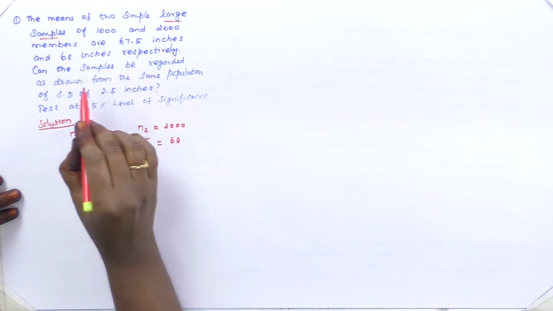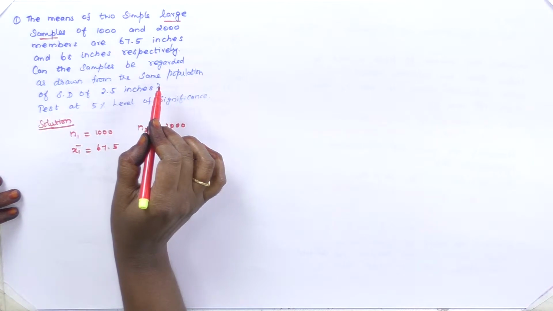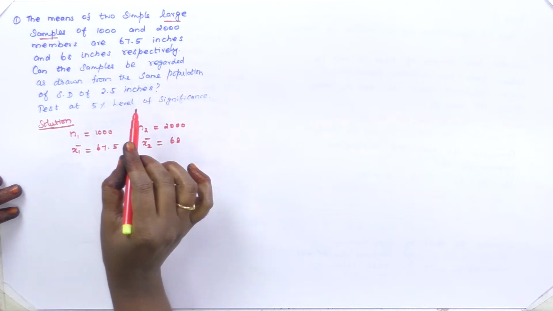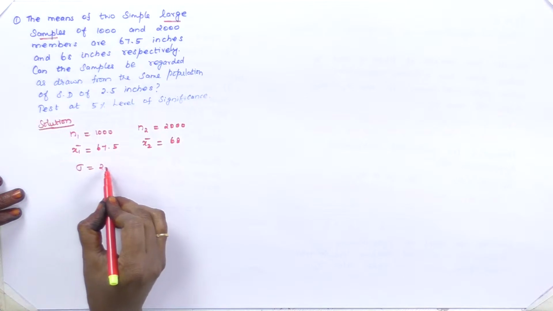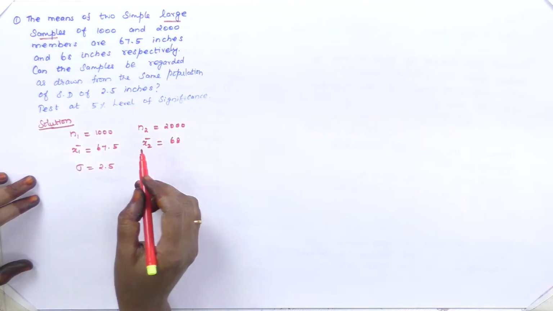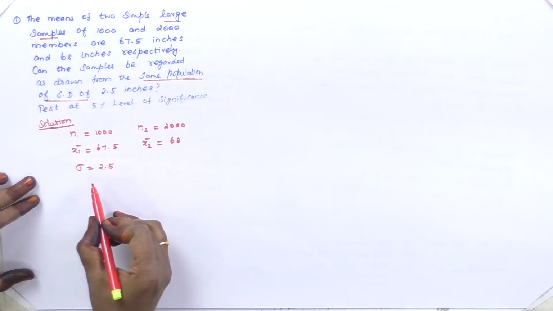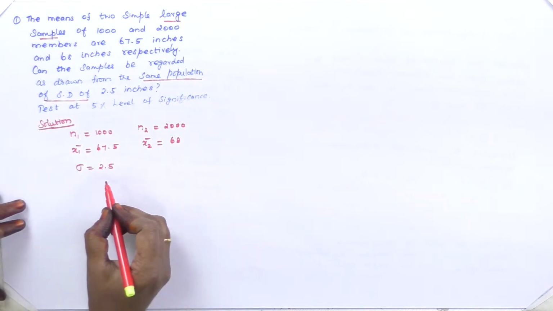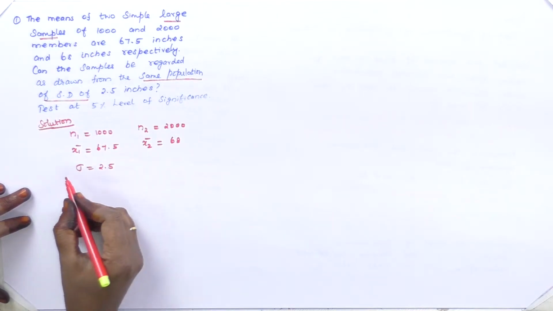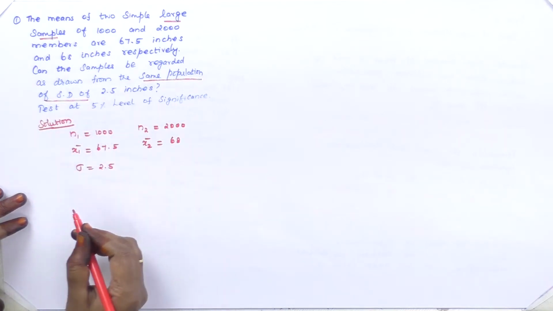Can the samples be regarded as drawn from the same population? The same population means we know sigma. The population standard deviation is denoted by the letter sigma. Here the standard deviation sigma is equal to 2.5 inches. This is drawn from the same population, so we have the common standard deviation 2.5 for both samples. Sigma is 2.5 and we want to test at the 5% level of significance.